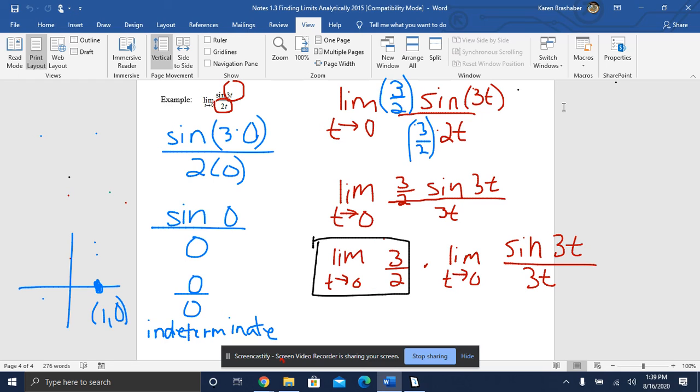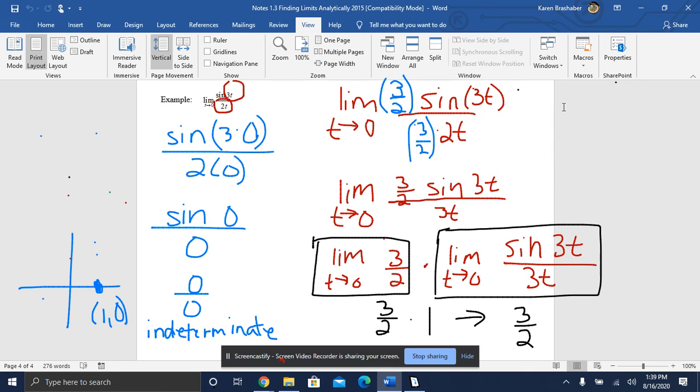We said that if you do the limit of a constant, that your answer is just the constant. And that's what we have going on here. The limit as t approaches 0 of 3/2 is 3/2. And then this part of the product, the limit as t approaches 0 of the sine of 3t over 3t, is an application of the special trig limit that we introduced earlier in this video. And that limit is 1. We can multiply those two limits together. 3/2 times 1 gives us 3/2. And so therefore, the limit as t approaches 0 of the sine of 3t over 2t equals 3/2.